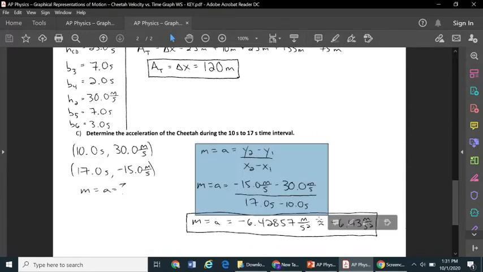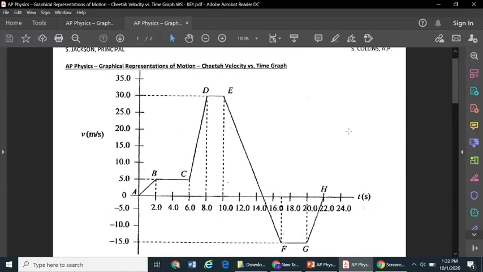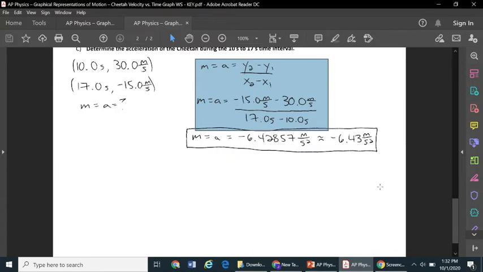So I have negative 15 meters per second minus 30 meters per second. So that's negative 45 meters per second. And then the denominator, I have my x2 minus x1, 17.0 seconds minus 10.0 seconds. And when you do that work, you get negative 45 over 7, which gives you negative 6.42857, and then more stuff in your calculator. And so to three significant figures, which notice all of the numbers in the graph are given to three significant figures, we'll call that negative 6.43 meters per second squared.